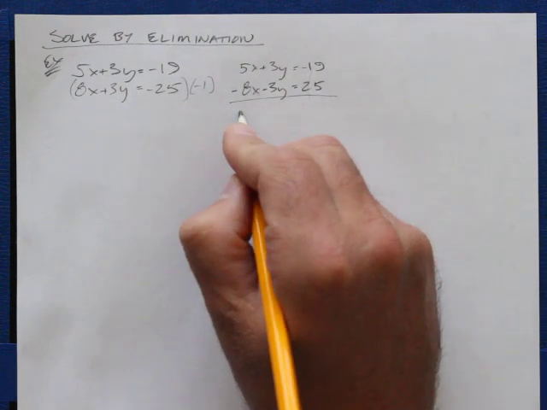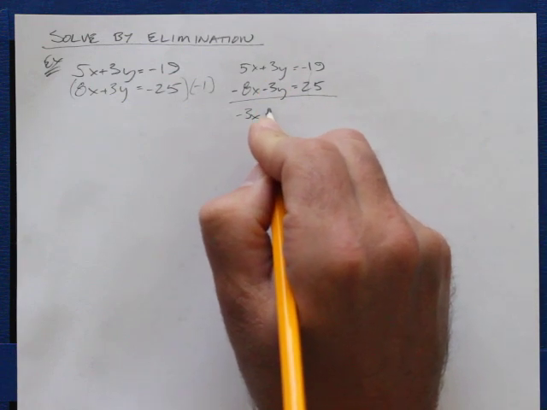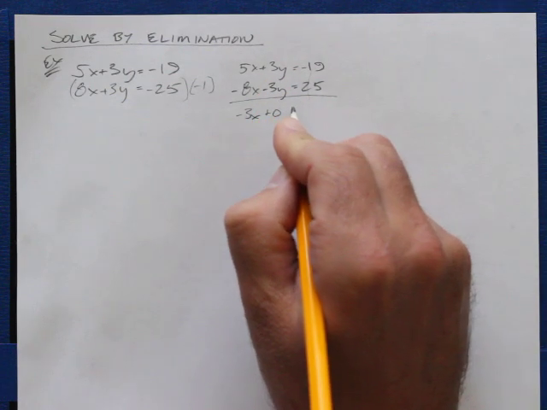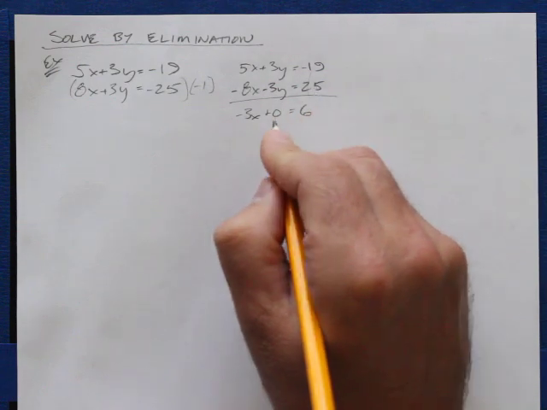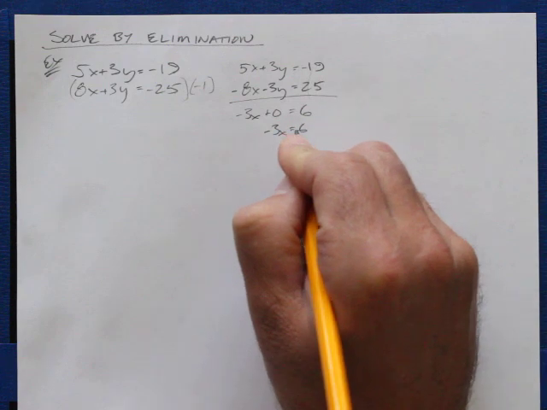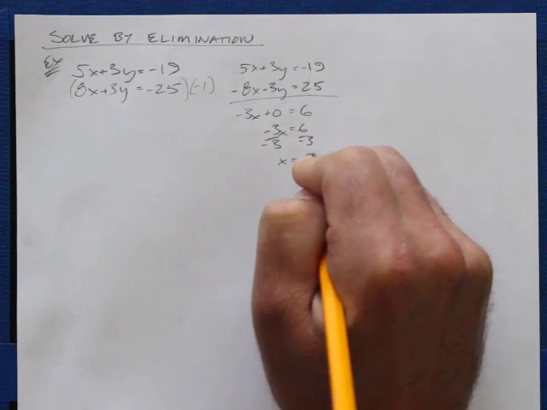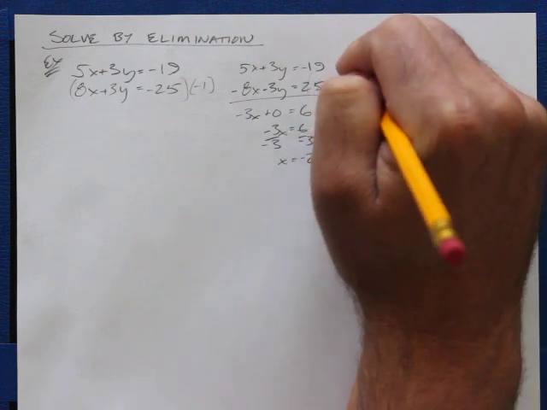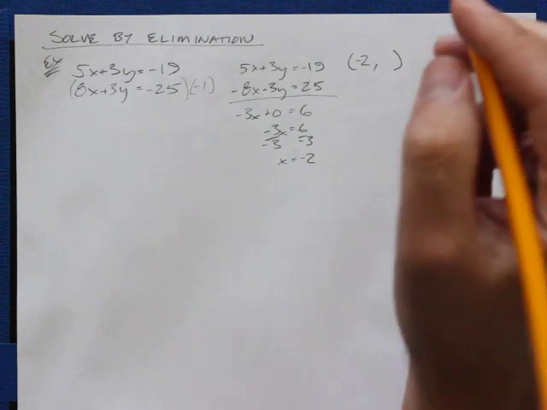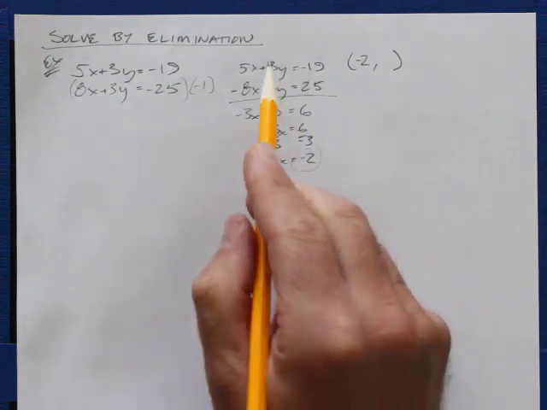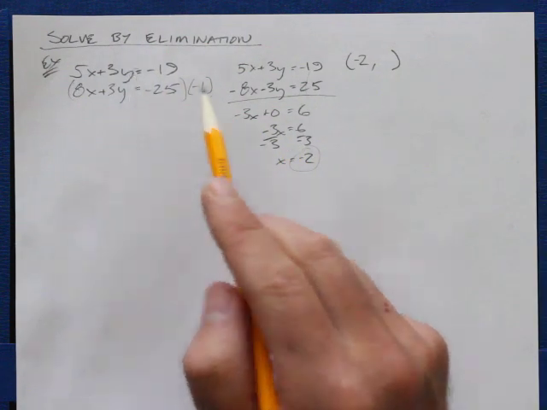5x and negative 8x is negative 3x. 3y and negative 3y are 0 equals negative 19 and 25 is 6. So I've got negative 3x equals 6, divide both sides by negative 3, and x equals negative 2. So I've got negative 2. Remember, I also need my y value. So I'm going to take negative 2 and I'm going to plug it into any of these equations up here. I'm going to plug it into this one.